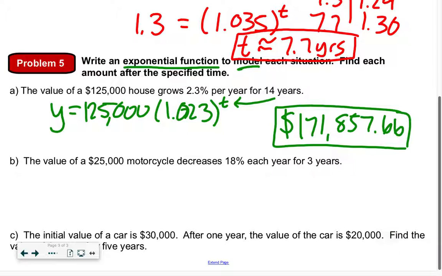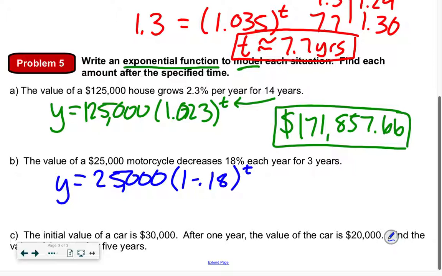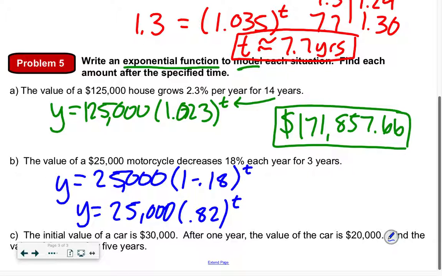Alright. Value of a $25,000 motorcycle decreases 18% each year for 3 years. Do I have a growth or decay? Okay. Decay. What's my initial amount? Do I have a 1 minus or a 1 plus? 1 minus. 1 minus what? 0.18 to the t power. Let's simplify this. What is 1 minus 0.18? 0.82. So we have 25,000 times 0.82 to the t power.